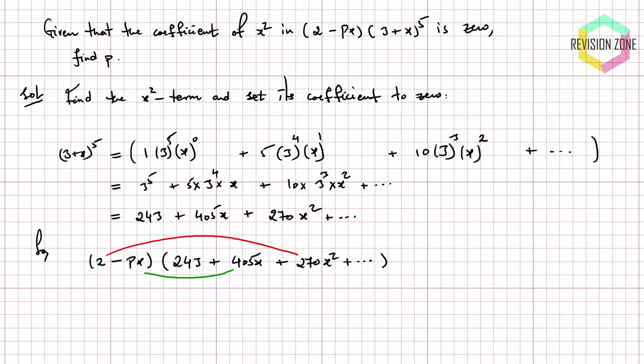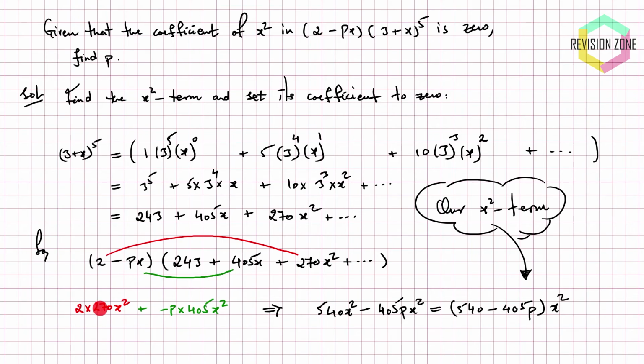If there was an x squared in the first bracket, that would multiply by the constant term to give us an x squared term. But we don't have an x squared in the first bracket, so we don't have another way of getting an x squared term. So we've only got 2 ways. Rather than expanding this and getting 6 terms out, I'm only going to write 2 terms down. The first one is the red term, which is 2 times 270x squared, which is here. And then the second one is the green term, which is minus px times 405x, which is minus p times 405x squared.